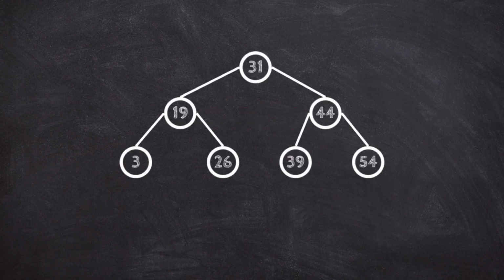Now let's talk about deletion. I'm lazy, so I'm using the same tree again, but let's pretend it's new for better understanding. Let's try deleting 39. It's a leaf node, so boom, just remove it. Simple.